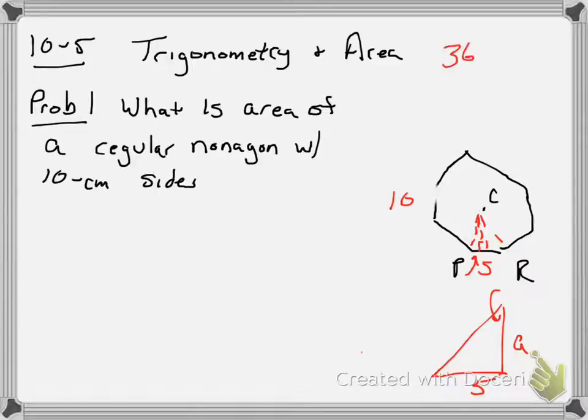This is 360 divided by 9 for that central angle. So 360 divided by 9 is 40 degrees. Again, we have to cut that in half, making that 20 degrees. So how do I find A?